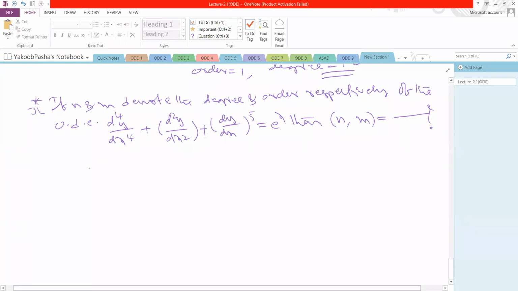So order, I am writing first, order m is equal to the maximum derivative, which is 4. So order m is equal to 4, and degree is n, that is the power of the maximum derivative, d power 4y by dx power 4, whose power is 1. So degree is equal to 1. We need to find the ordered pair n comma m, that is 1 comma 4. This is the ordered pair n comma m. I am taking another example.